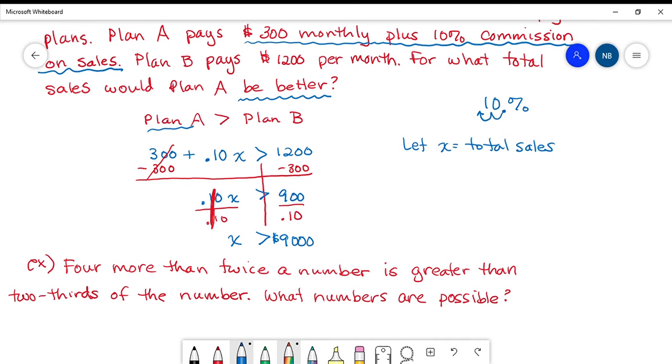$9,000. Now, as a salesperson, if you think you can have sales greater than $9,000 each month, then you want to choose Plan A. You'll make more money that way. But if you're a less than stellar salesperson, you might just want to go with the safe $1,200 per month.